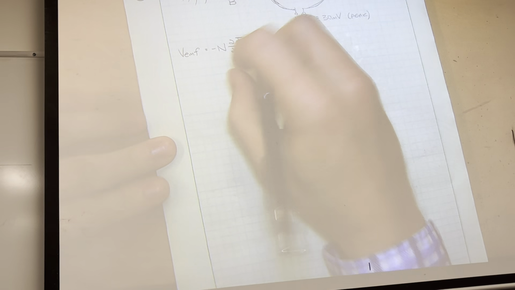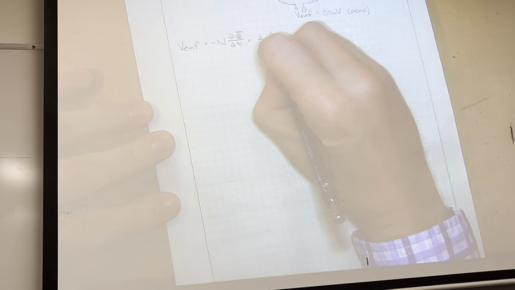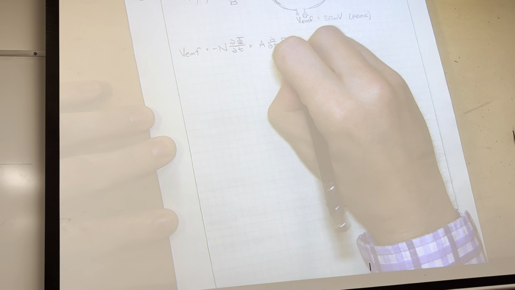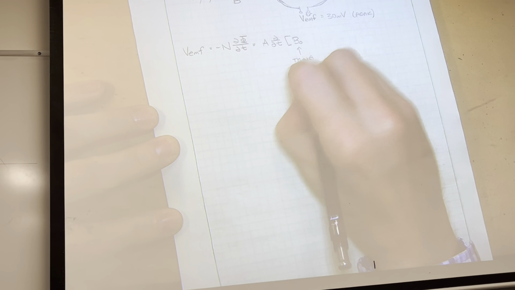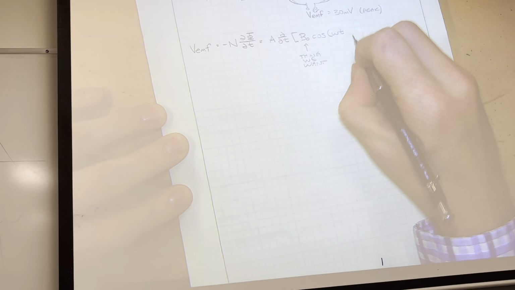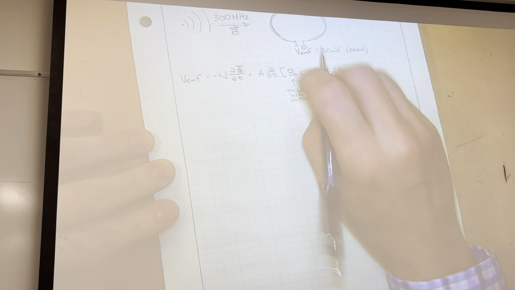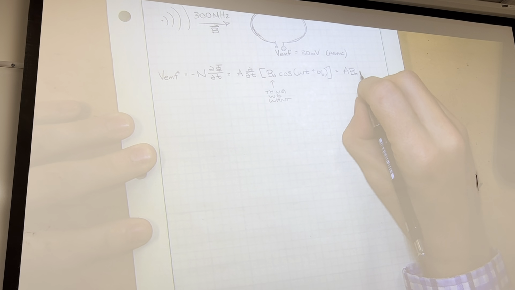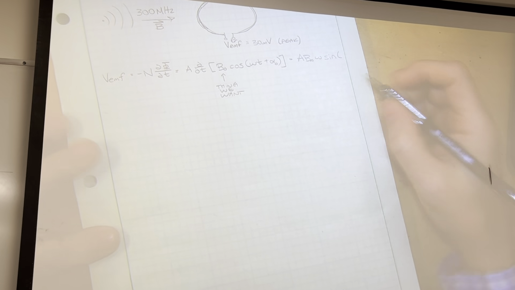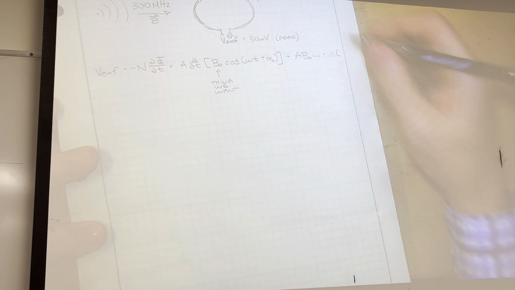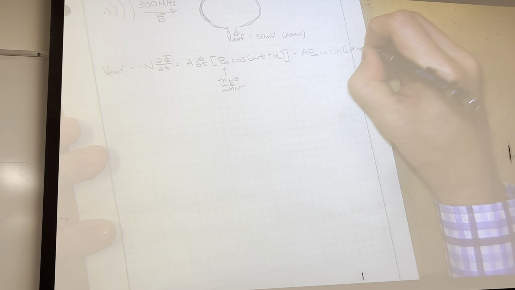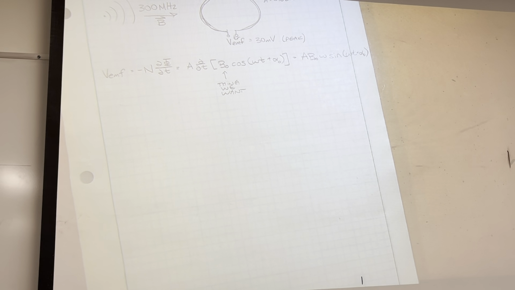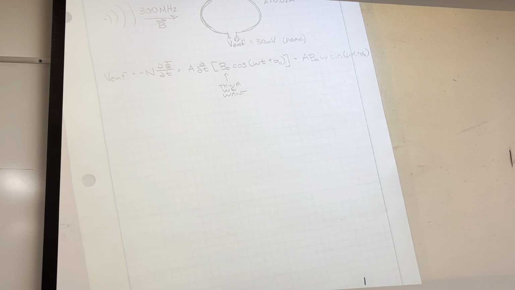And we can say that that equals the area of the loop, which we were given, times the time derivative of this B naught, this is the thing we want, times cosine omega t plus some offset that we weren't given and it won't actually matter. And that equals A times B naught omega sine omega t plus alpha naught. How do you get A? Area. Isn't A flux? We pulled it from flux. Okay.